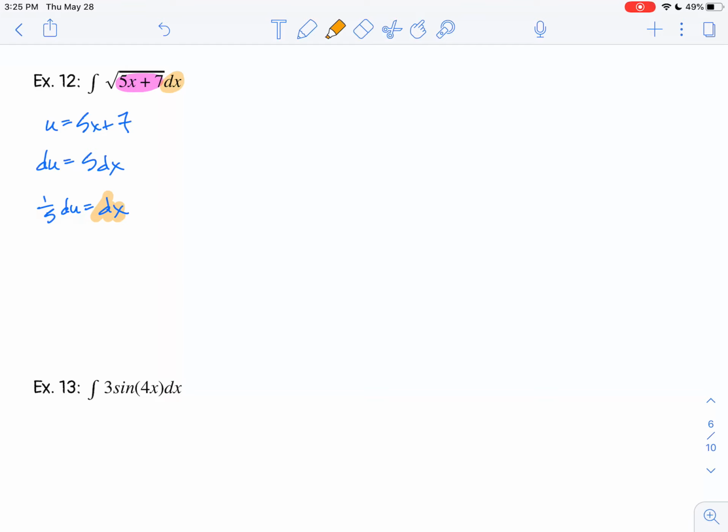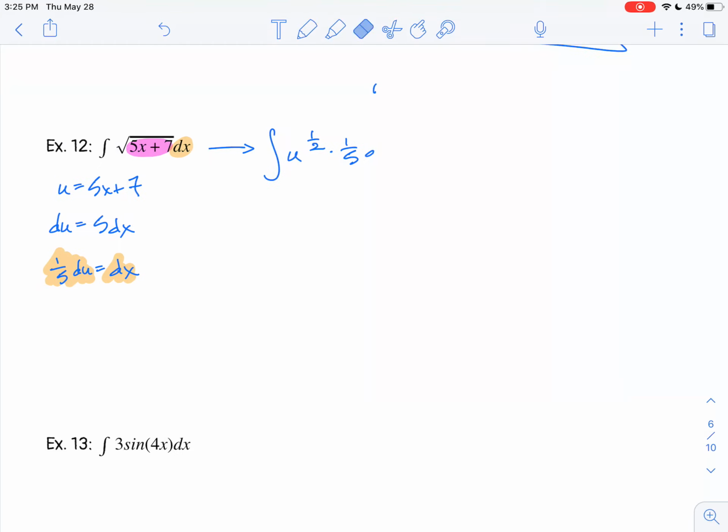Now, everywhere I see a dx, I can replace it with 1/5 du. So when I substitute, this will give me the integral of u to the 1/2, right? Because I have the square root. So u to the 1/2 times 1/5 du. Again, I'm probably going to bring that 1/5 right out to the front and not write that extra step. So that's just something to be aware of.